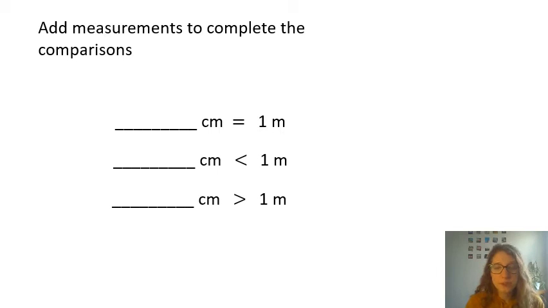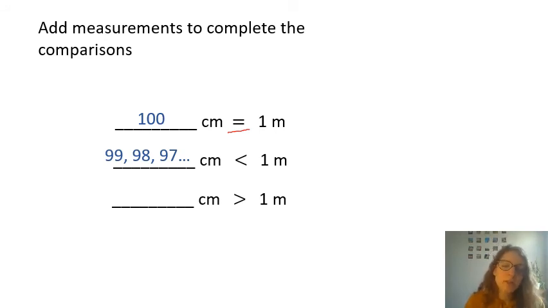Right, the first one, it's equal to. So there is only one possible answer for this. So it is 100 centimetres is equal to 1 metre. And then how many centimetres is less than 1 metre? So you could have anything below 99 centimetres on that one. So if your answer's not there, don't worry, anything from 0 up to 99 centimetres would be correct.